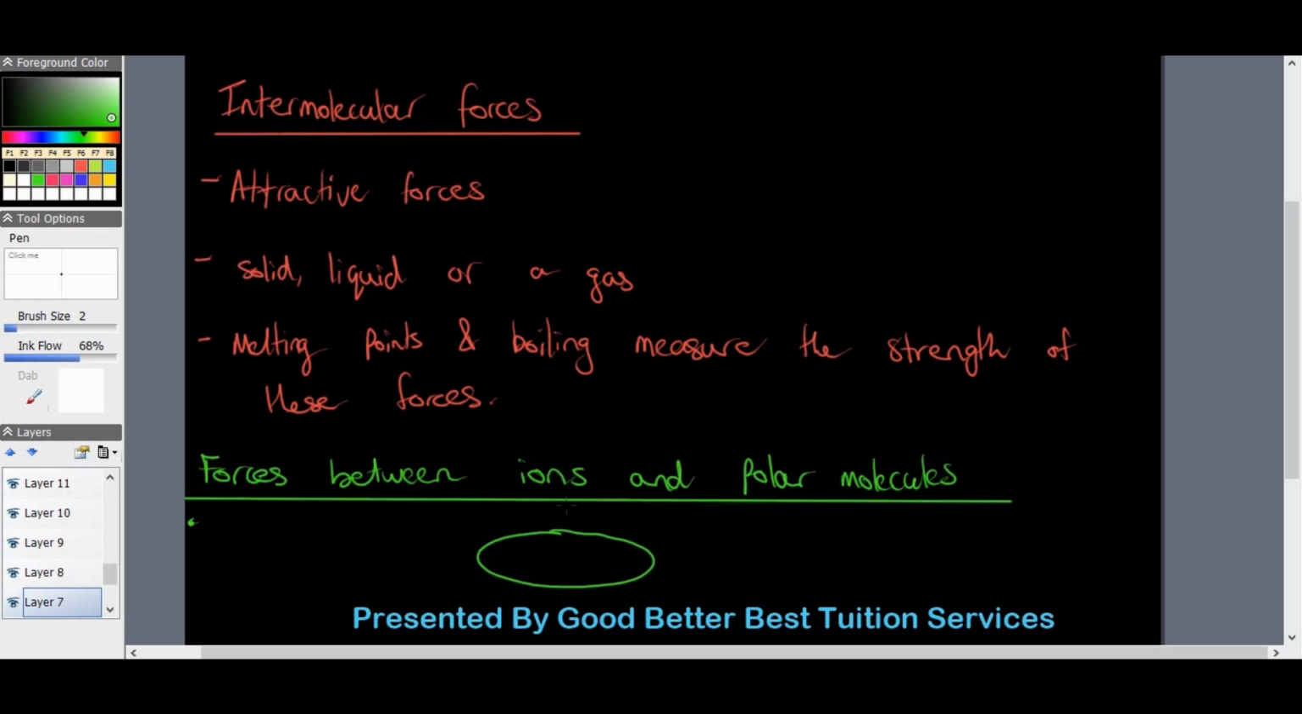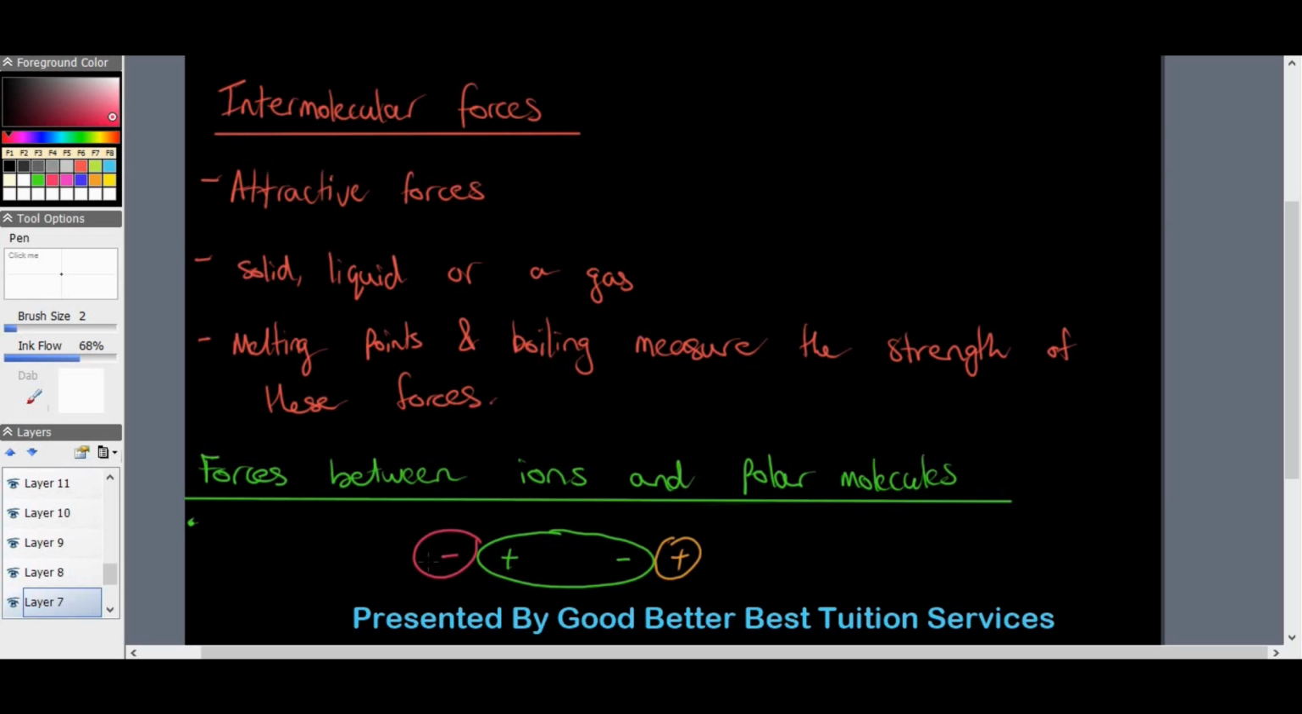Okay, let's draw it like this. I've got a positive side and a negative side. When ions come into contact with polar molecules, the negative side of the dipole will be attracted to the positive ions, and the positive side will be attracted to the negative ions. So all the positive ions are going to come to this side of the molecule or dipole, and the positive side of the dipole is going to attract all the negative ions.